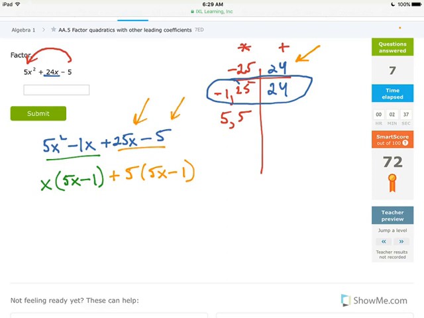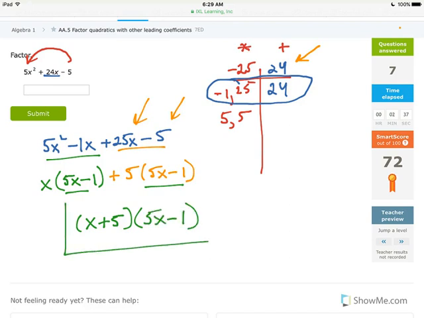So one of the factors is going to be x plus 5. And the other factor is going to be the repeated binomial, the common factor, 5x minus 1. So there are your two factors, and then you can check it by remultiplying.